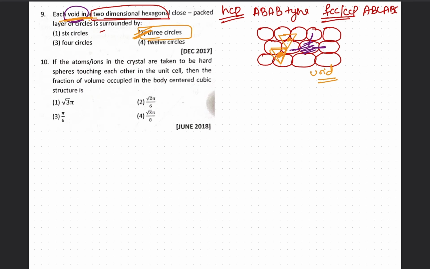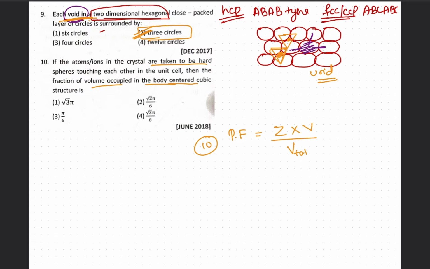Okay. Now, if atoms or ions in the crystal are taken to be hard spheres touching each other in a unit cell, then the fraction of the volume occupied in a body centered cubic. See, in a body centered cubic, we know that for the fraction of volume, the packing fraction formula is the number of atoms present in BCC into the volume of each particle divided by the total volume.